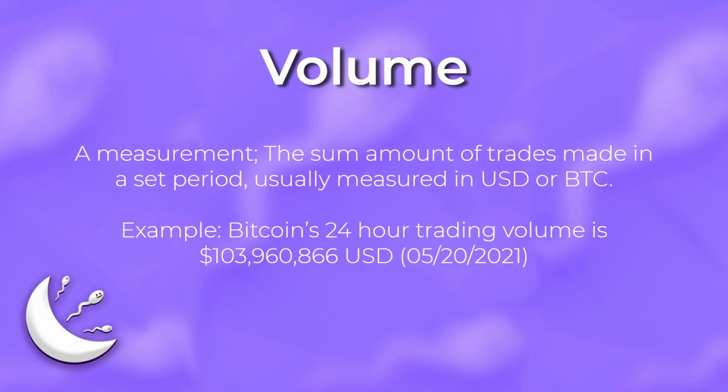So volume here is just a measurement of all the trades combined, usually measured in USD or BTC, and you will give it a certain time frame. So my example here is Bitcoin's 24-hour trading volume is 103,960,866 US dollars. So that is the volume in a 24-hour period, and that was yesterday that I saw that.